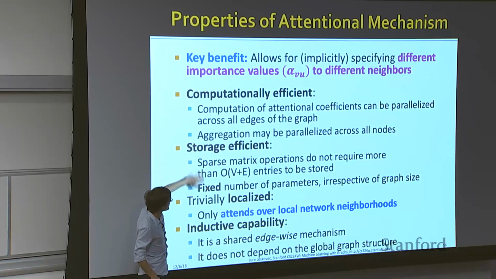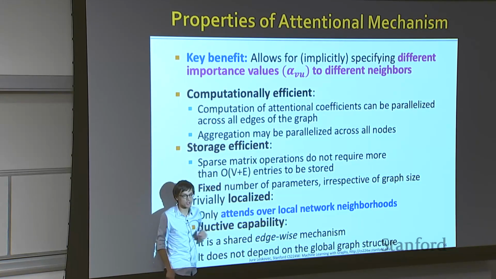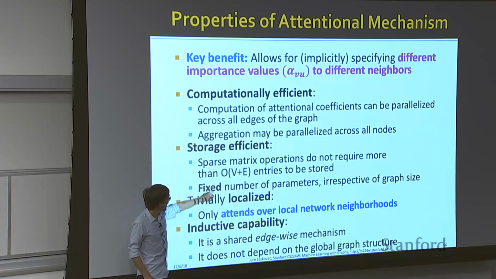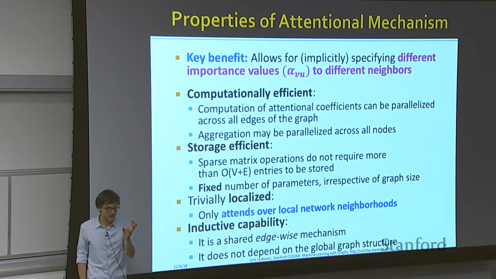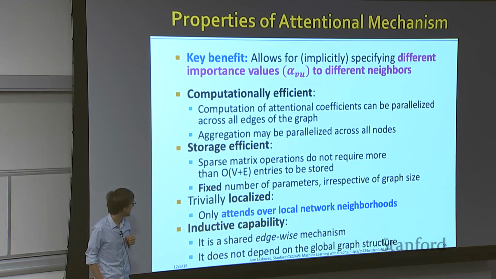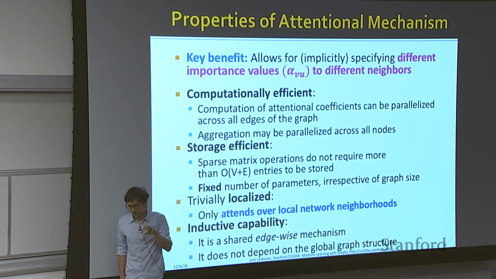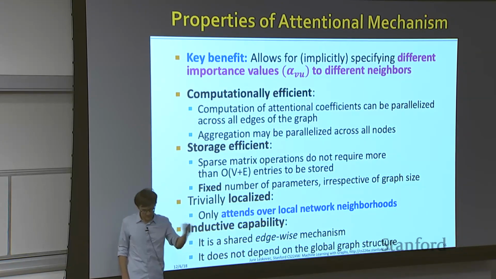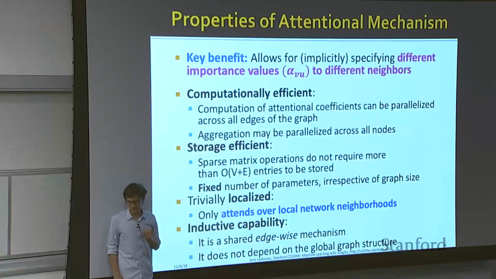It is also storage efficient because all we need to store is the information about the nodes plus the information about the edges. So this is still linear in the size of the graph, and it has a fixed number of parameters regardless of the graph size, because that attention mechanism is just a function that we are applying across all of the graph. And again, it's trivially localized in the sense that it attends only over the local graph neighborhoods, and it's still inductive, meaning we can still apply it to nodes we have never seen. We can apply it to graphs we have never seen.